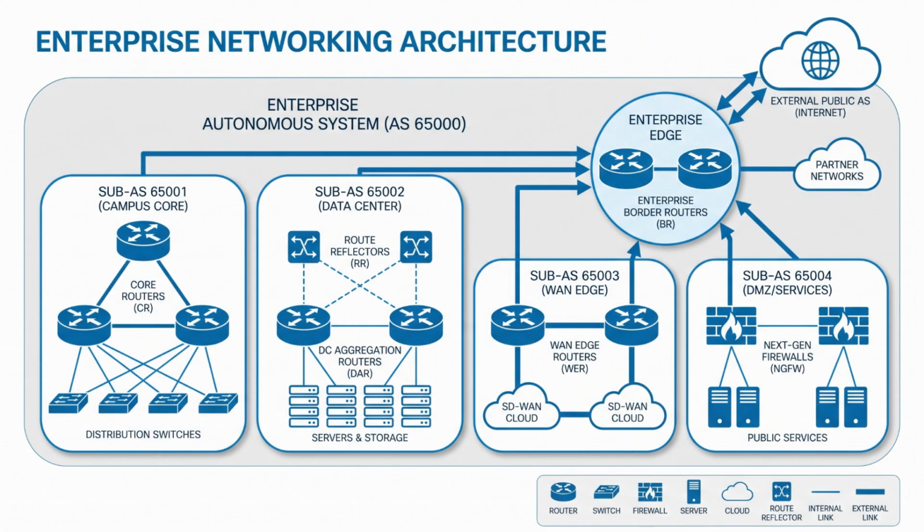Confederations attack the same scale problem differently. They break a large AS into smaller sub-autonomous systems internally while still presenting a single public AS to the outside world. You do not need to master every confederation detail on day one, but you should know why they exist. Large BGP systems need ways to scale policy distribution and path sharing without a giant full mesh everywhere.